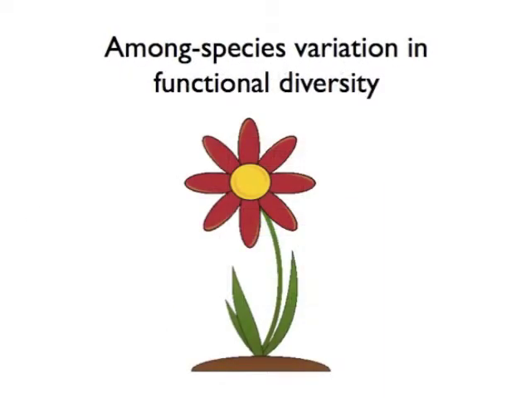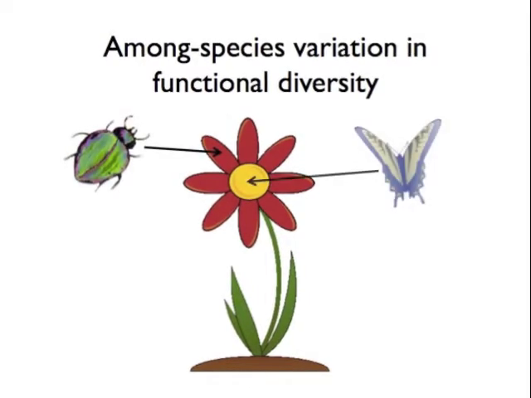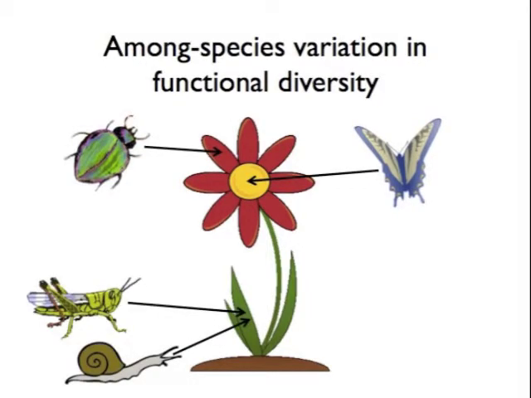Functional diversity looks at the number of functional groups in a given system. Each functional group plays a different role in an ecosystem. For example, we have a beetle eating the flower petals, a butterfly eating the flower's nectar, and both a grasshopper and a snail eating the leaves.